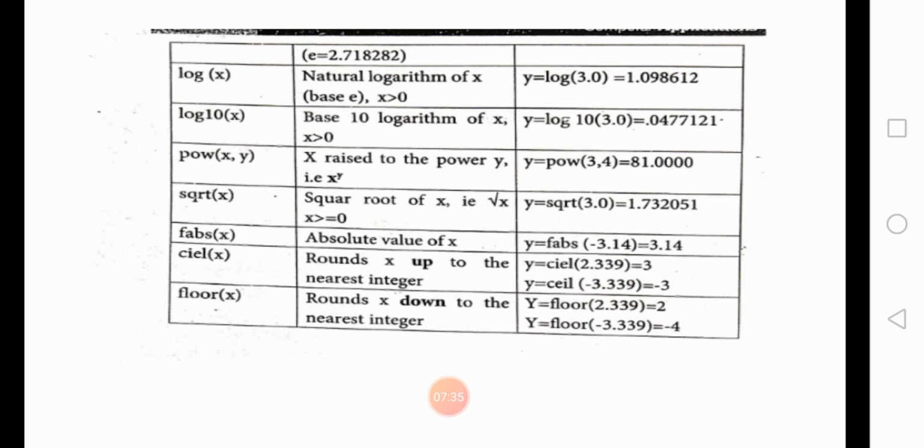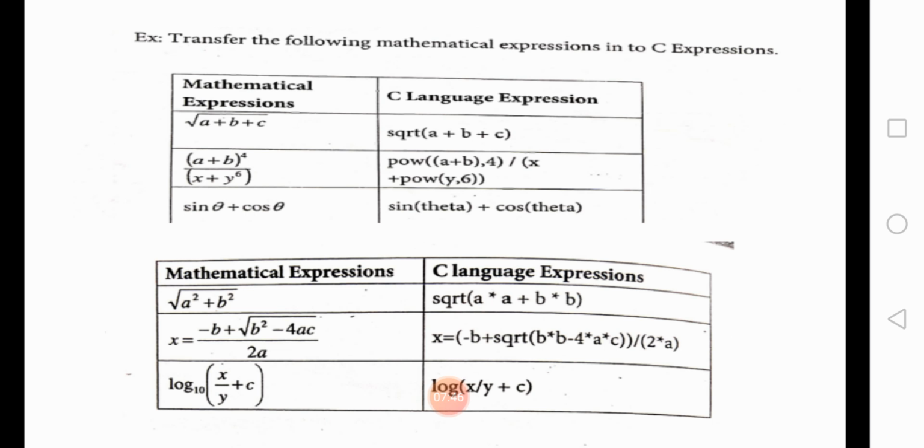Same thing: log of x, log10 of x, power of x, square root of x, absolute value of x, ceil, and floor. Then again, these are square root function, C language expressions, mathematical expressions. Again same thing, C language expressions. For example, square root of a square plus b square. How to represent that in C language expression?